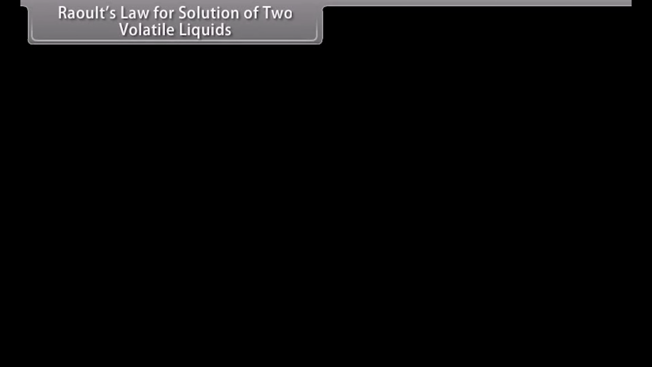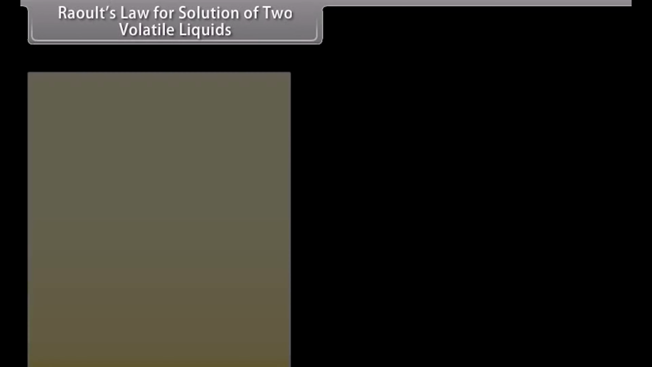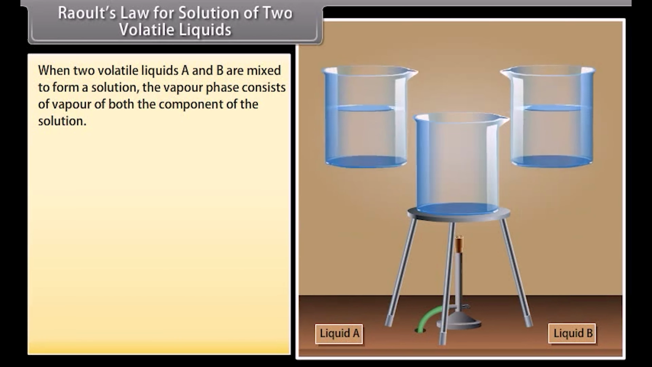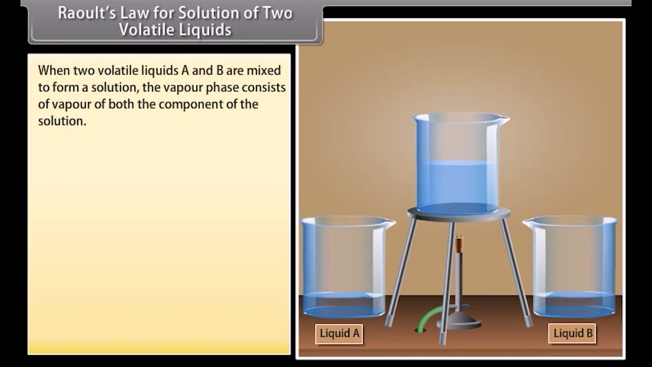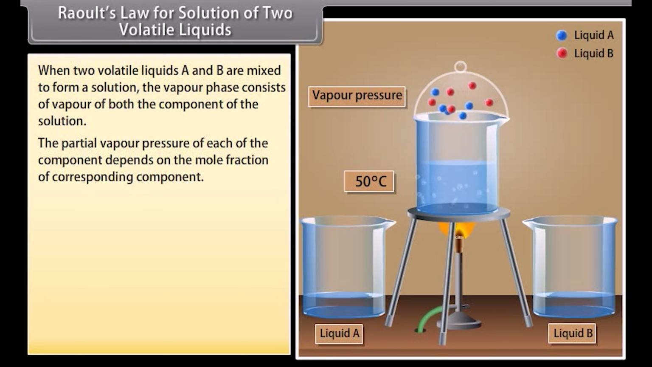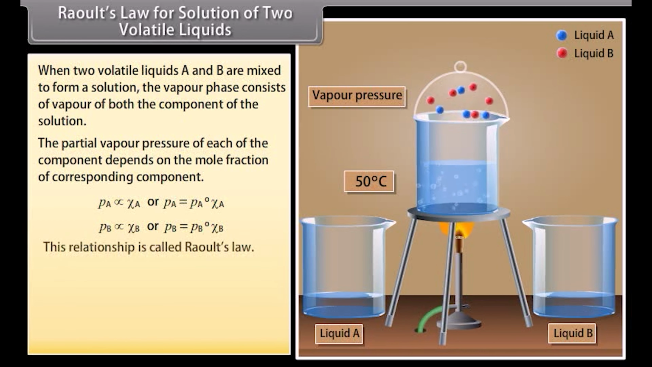Raoult's law for solution of two volatile liquids. When two volatile liquids A and B are mixed to form a solution, the vapor phase consists of vapor of both the components of the solution. The partial vapor pressure of each of the component depends on the mole fraction of corresponding component. PA = PA° XA, and PB = PB° XB. This relationship is called Raoult's law.